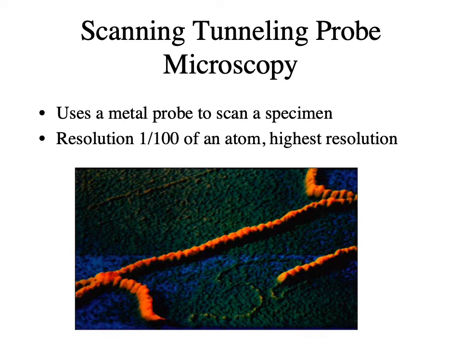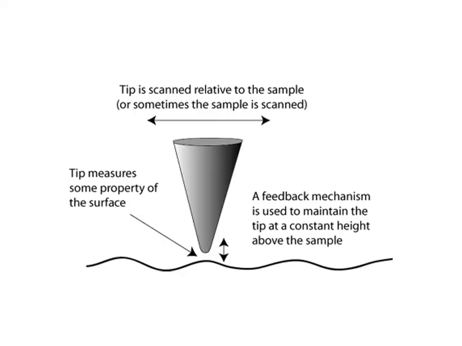This is at the atomic level for microscopy. The first we're going to look at is the scanning tunneling probe. It uses a metal probe to scan along the specimen at the resolution of 1/100th of an atom. This is the highest resolution. So the metal probe will drag across the specimen, kind of like how a record player needle would drag across the record. It scans and runs along the surface of the specimen.